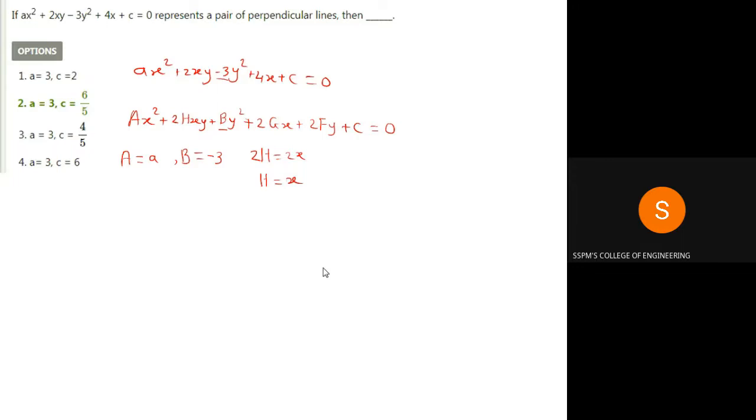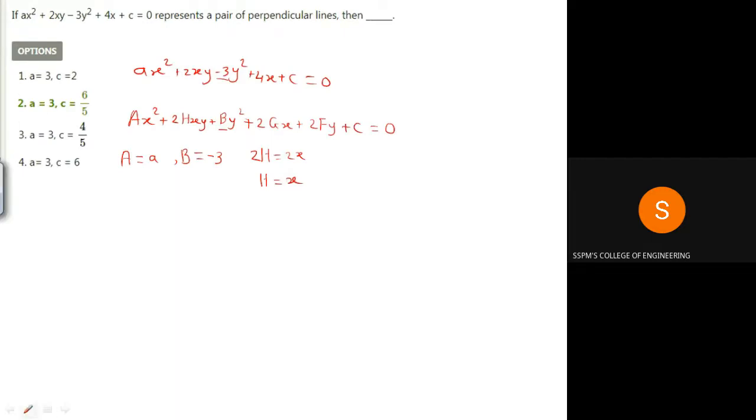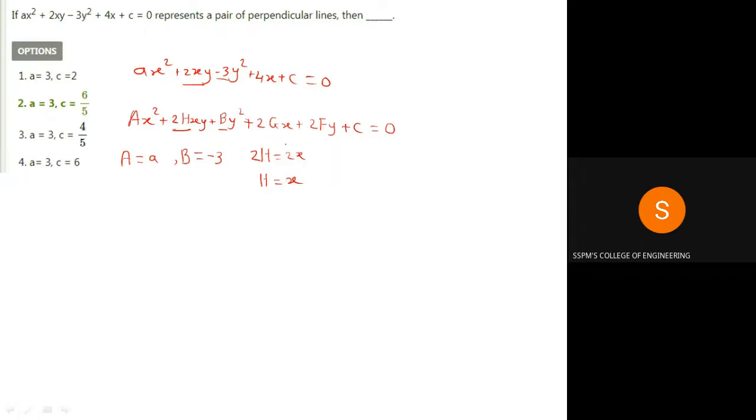So 2h is equal to 2x. So this is 2h. So 2h, if we compare these two equations, then 2h is equal to 2x. That is, h is equal to x. Sorry, 2h is equal to what? 2h is equal to 2, not 2x. It is 2h is equal to 2. So therefore h is equal to 1.